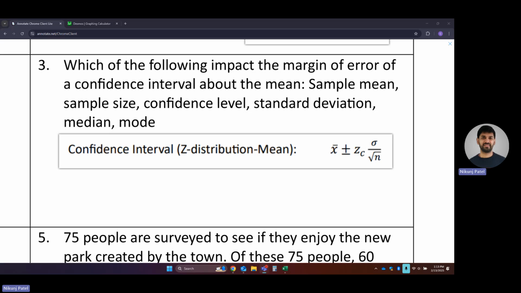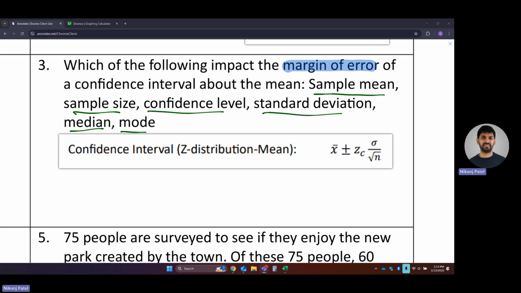Number 3 says, which of the following impact the margin of error of the confidence interval about the mean, and it gives you a list. So it's asking which of these items in the list. So we've got a few different items. We got the sample mean, the sample size, confidence level, standard deviation, median, and mode. It's asking out of those 6 values, which one impacts the margin of error.